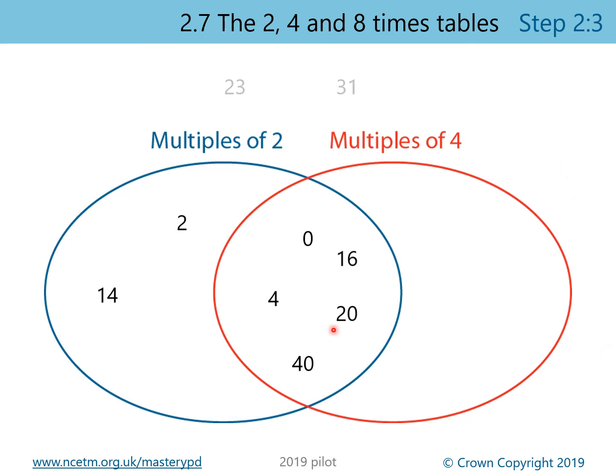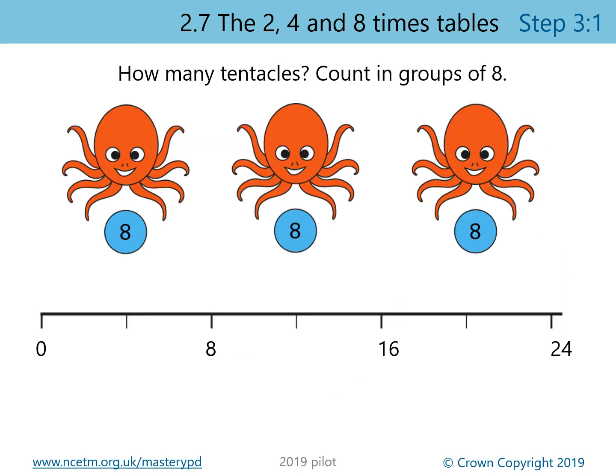And you can see here that there are some numbers that are just multiples of 2, and all of these numbers in both of the tables, and there are no numbers in the 4 times table that are not also in the 2 times table. So let's move on now to the 8 times table.